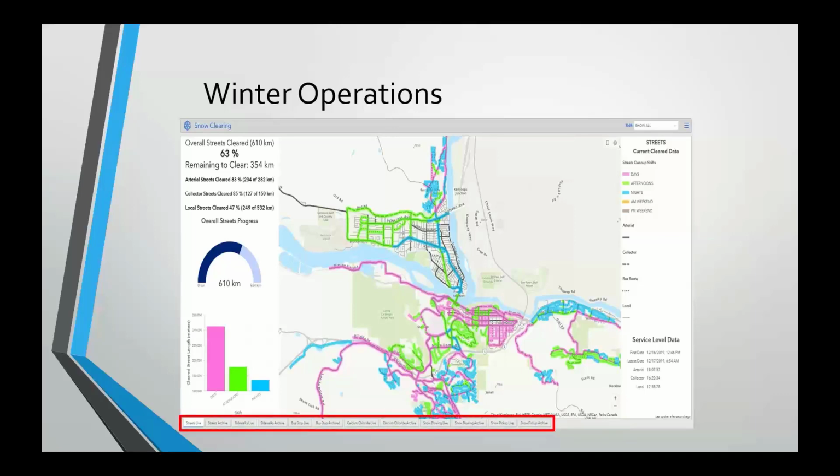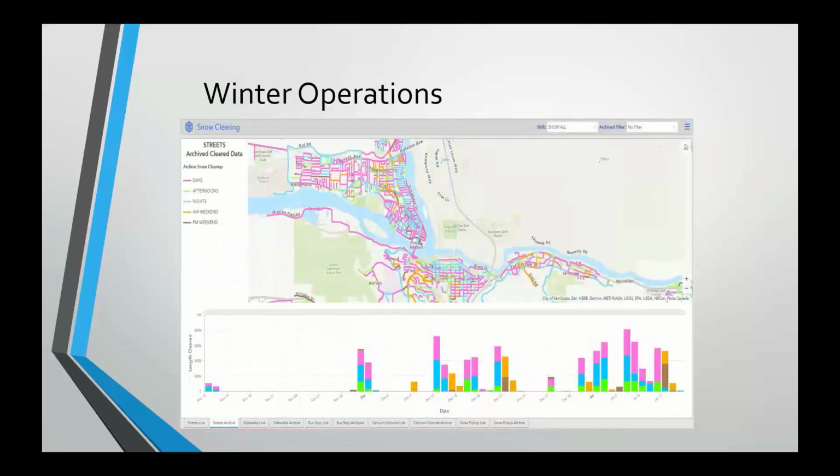Along the bottom are a number of tabs which show either the live or archived view of data for street, sidewalk, and bus stop snow clearing, calcium chloride application, and snow pickup. Here's the street snow clearing dashboard for previously archived snowfall events that's used by supervisors. The bars along the bottom represent each day that snow was cleared.